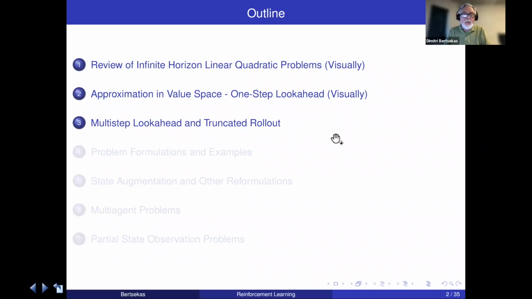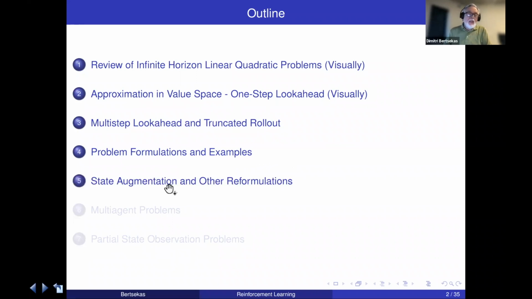We're going to take a break here. Then we're going to come back and discuss problem formulations by dynamic programming and give some examples. There is this technique of state augmentation that's going to be important. It's a very, very useful technique across the board. And we're going to illustrate this in terms of a couple of examples.